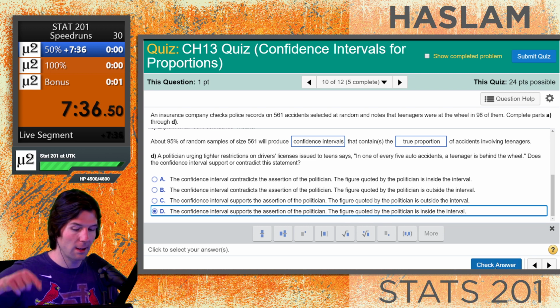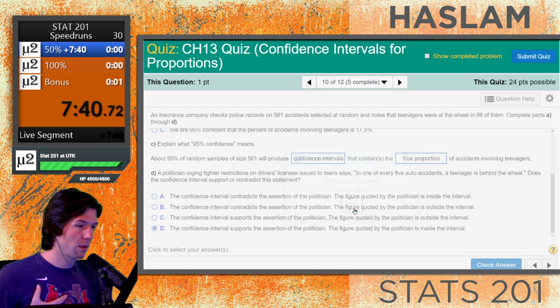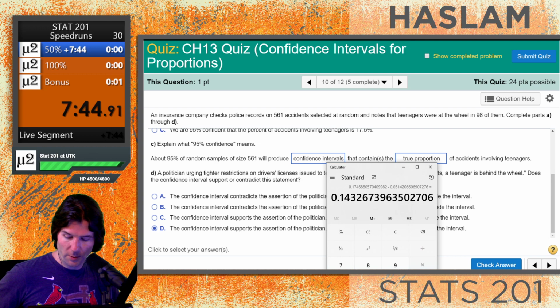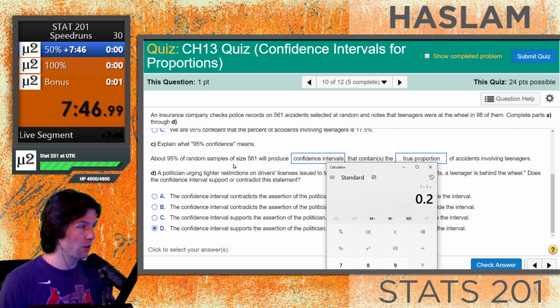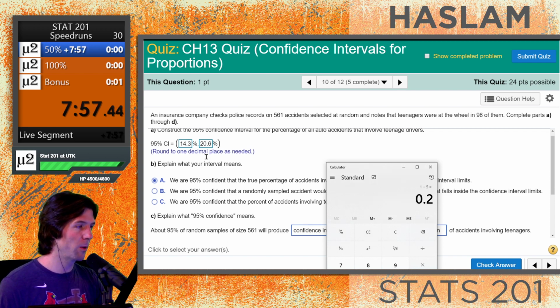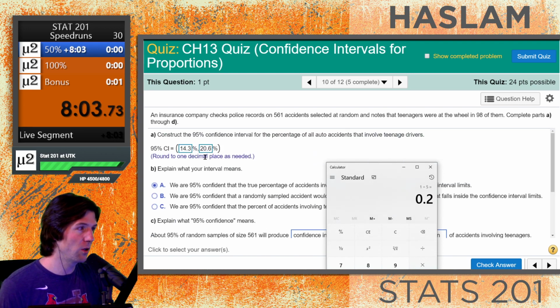Let's double check. Because he says 20%, 1 in 5. Just the math right here is 1 in 5. So we ask ourselves, is 20% contained inside this interval? And 20% is inside the interval. Does that make sense, Hannah? The claim is 20%. We're not saying that is the truth, but that it's believable. So does it support his claim? Yes, it does, because that's a figure inside the interval that we believe could be the true proportion of times that a teenager's at the wheel.